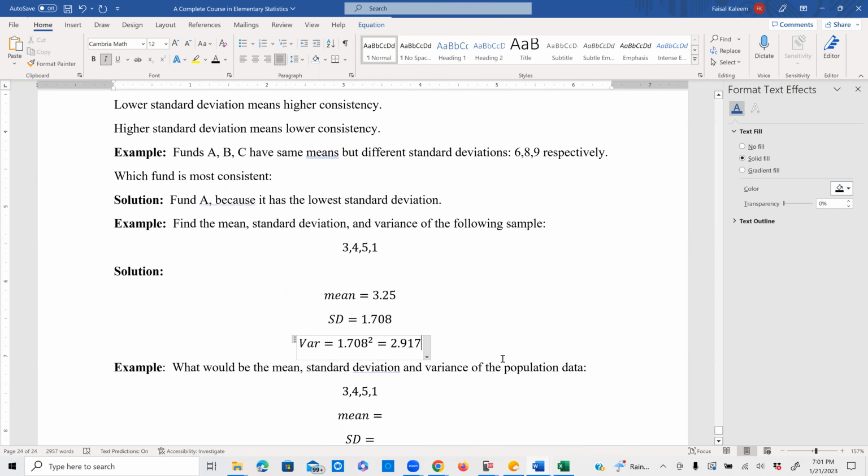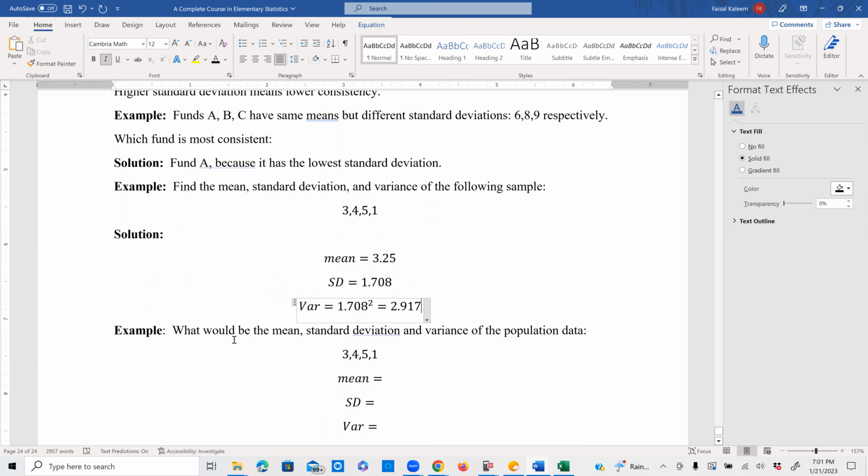So now the next example is almost the same, but now they ask what would be the mean, standard deviation, and variance of the population data. So in the previous example, we were told that this is a sample data. So we got Sx as the sample standard deviation. And here it's the population data. So the mean will still be the same whether it's sample or population. So mean is 3.25 again.